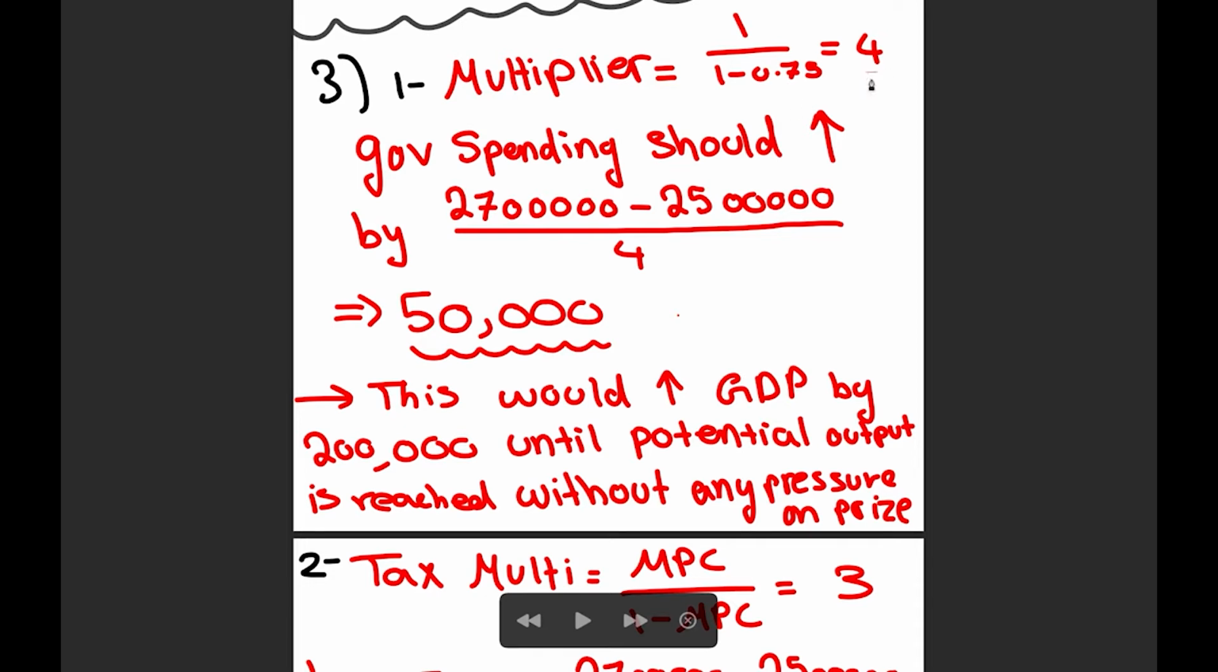What can I do with the number 4? I can find how much the government needs to spend in order to reach its potential output. I put the multiplier into this equation. This equation consists of subtracting the potential output minus my current output divided by the multiplier, so I can get the number that the government should increase its spending by. So I do 2,700,000 minus 2,500,000 over 4, which is my spending multiplier, and I get 50,000. That's the number the government spending should increase by.